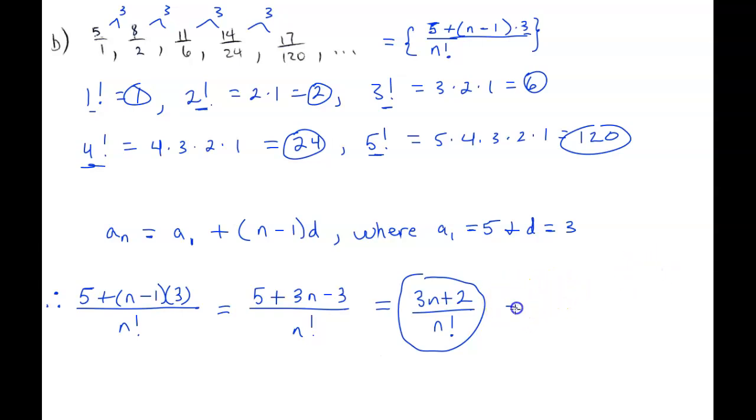So we could call this a sub n here, and therefore the actual sequence, putting it in set notation form, would actually be the set of all numbers that have this pattern of 3n plus 2 divided by n factorial. Okay, and so that is how that particular example works and what the final answer is for that one.